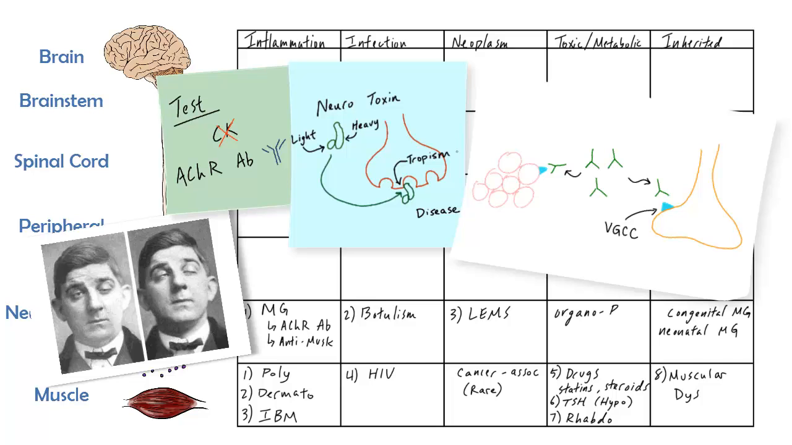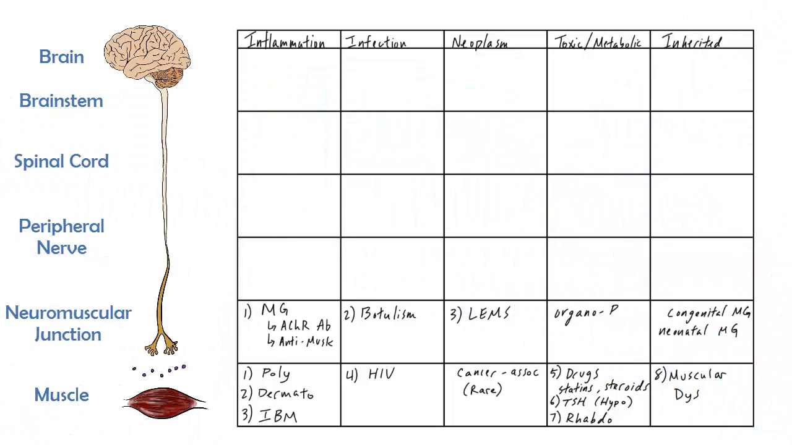Good. So that's the muscle. That's the neuromuscular junction. What about the nerve? Let's talk about disease at the level of the nerve. What happens when the immune system reacts against the nerve? What do we call this?